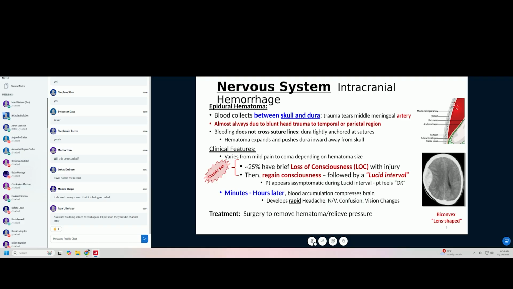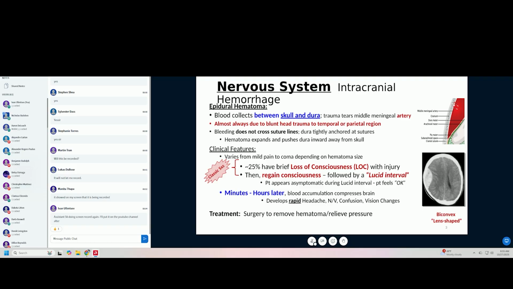And again, this is typically happening within minutes, because think about arterial bleeding, right? That pressure is high. And so as that bleeding starts to increase from that high pressure, it's typically going to happen within a few minutes. It can be hours depending on how severe the bleed is, but I want you guys to think of it as a quick process, essentially.